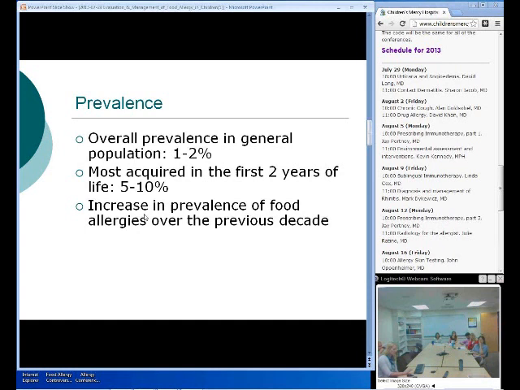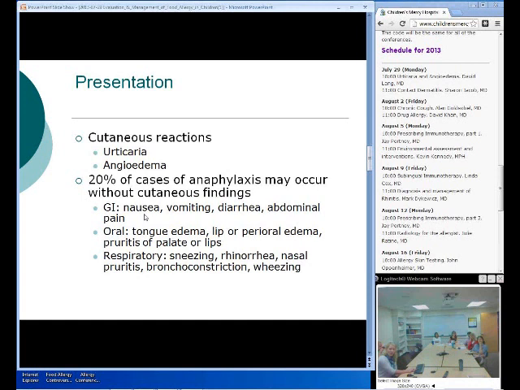In terms of presentation, I think we've all seen patients come in with concern for a food allergy where they have the hives and maybe the lip swelling or some form of angioedema, periorbital swelling. But 20% of cases of anaphylaxis can occur without any cutaneous findings, which I thought was interesting because you almost always expect or ask about the history of hives and any sort of oral swelling or facial swelling.